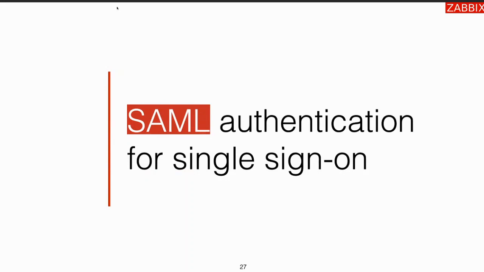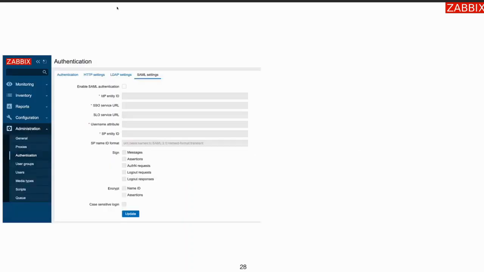5.0 also comes with the support of SAML authentication for single sign-on. So in order to configure it, you just go to the administration section of Zabbix UI, and you may see that Zabbix UI looks a little bit different now. We'll talk about it a little bit later. And you basically configure SAML authentication. Okay, so what does it mean?